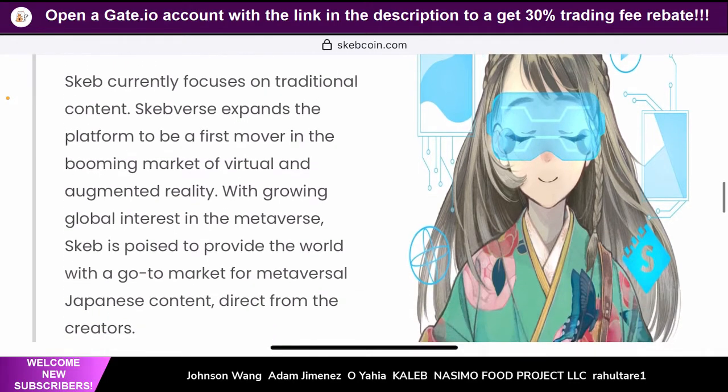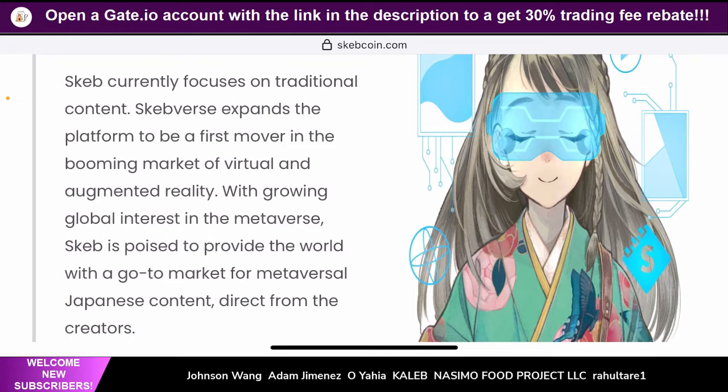So SKEB currently focuses on traditional content. Skebverse expands the platform to be the first mover in the booming market of virtual and augmented reality. So clearly they're trying to make a name for themselves in the virtual and augmented reality, or VR or AR, platforms. With growing global interest in the metaverse, SKEB is poised to provide the world with a go-to market for metaversal Japanese content directly from the creator. So this is also very important.